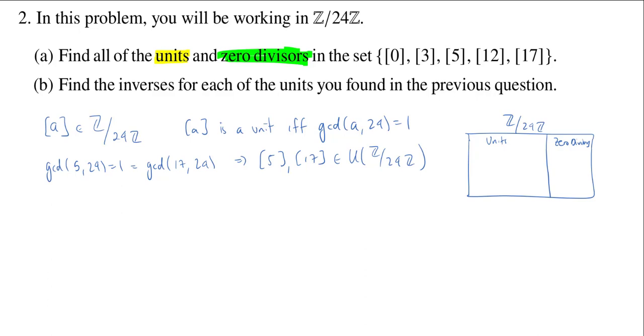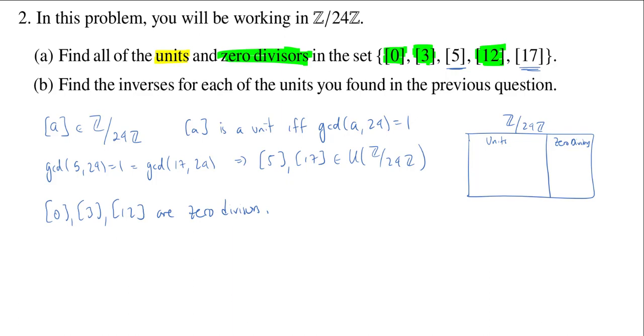So we know that 5 and 17 are units. So the 3 remaining ones, 0, 3, and 12, these are the zero divisors. So by process of elimination, or if you like, knowing that the GCD is greater than 1, we know that 0, 3, and 12 are zero divisors.